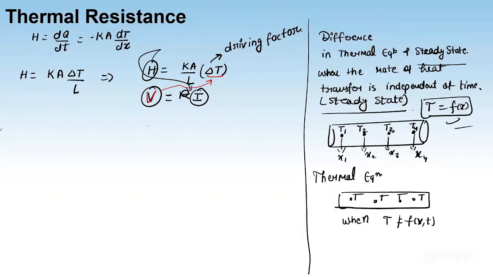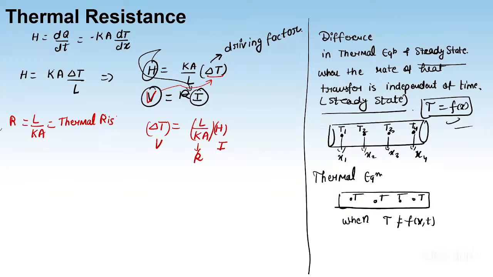So we can say that delta T is equals to L upon K into H. This replicates V. This replicates I. ये heat current है, that is I. तो ये क्या हुआ? This replicates resistance. So here R will be nothing but L upon K into A, which is nothing but the thermal resistance. ठीक है, thermal resistance will be given by L upon KA.